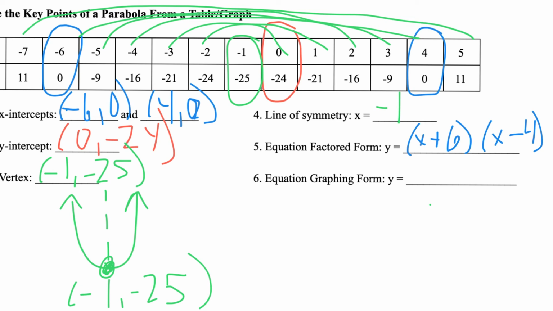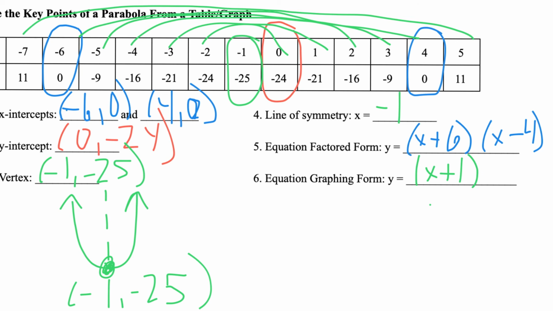The last thing for us to do is to figure out what the equation would be in graphing form. The key thing to figure out the equation in graphing form is to look at that vertex again. We're going to start with a parentheses, and just like we did in the factored form, we're going to flip or think about what the opposite of our vertex would be. So instead of it being a negative 1, we're going to switch it to be x plus 1.